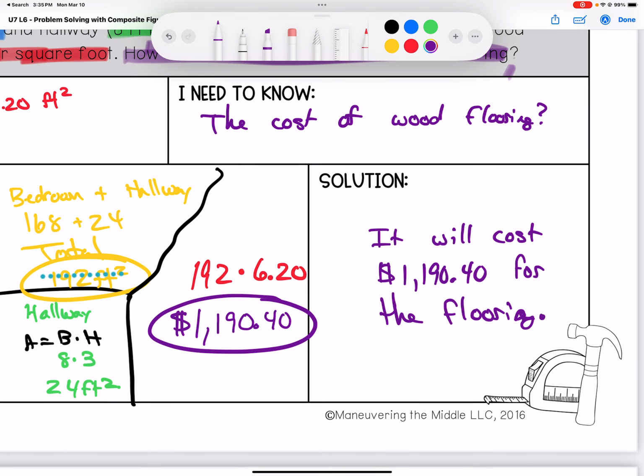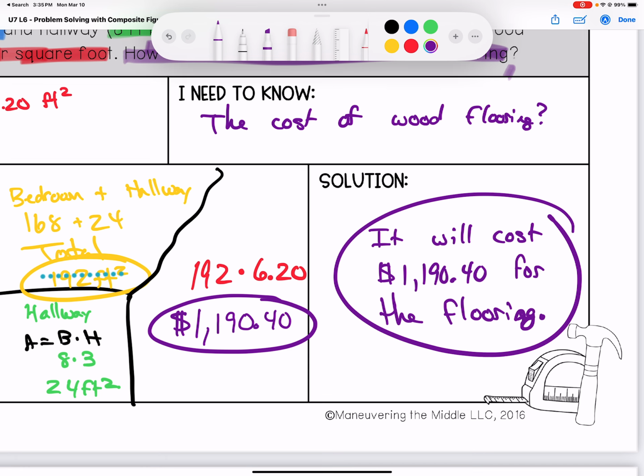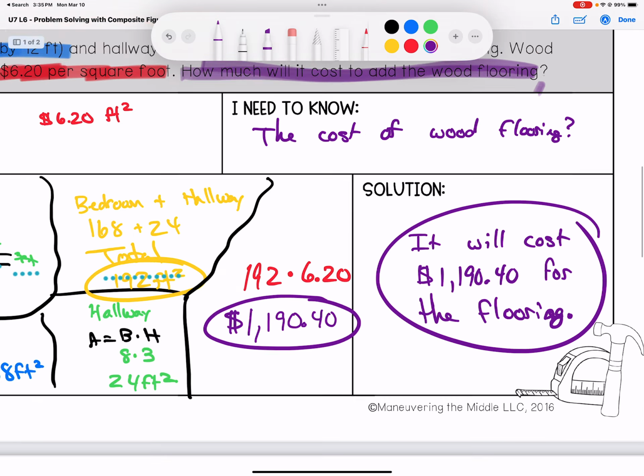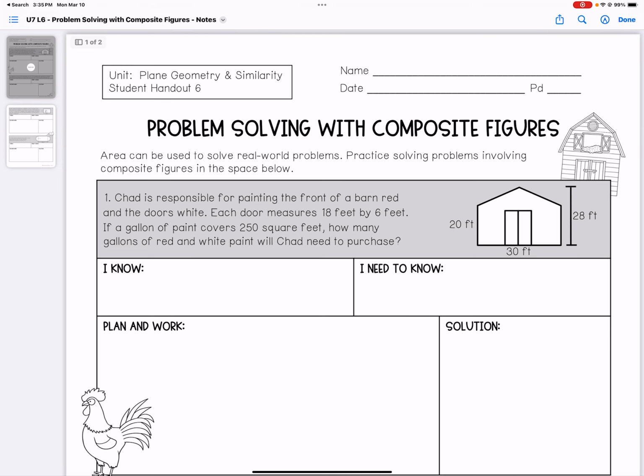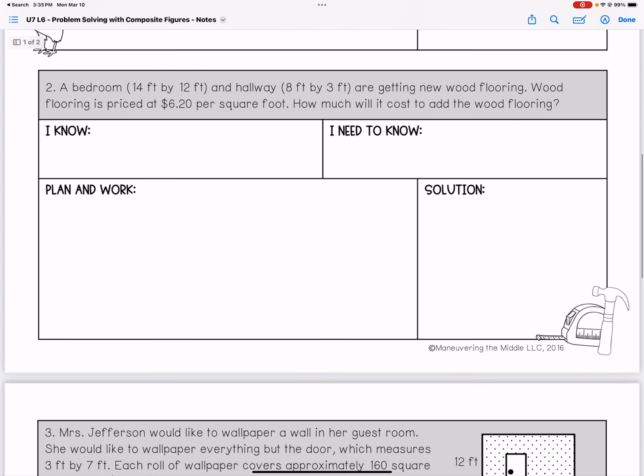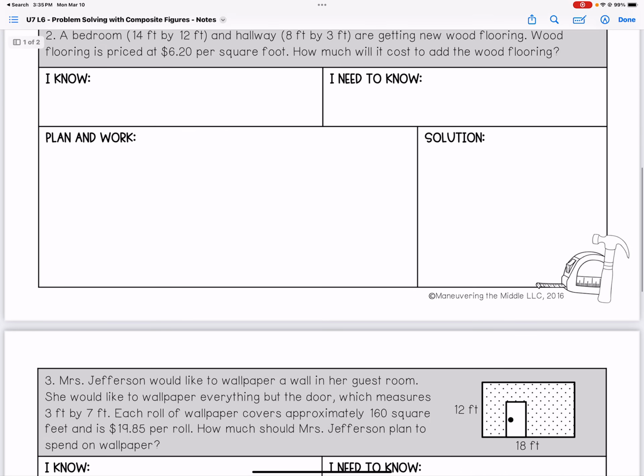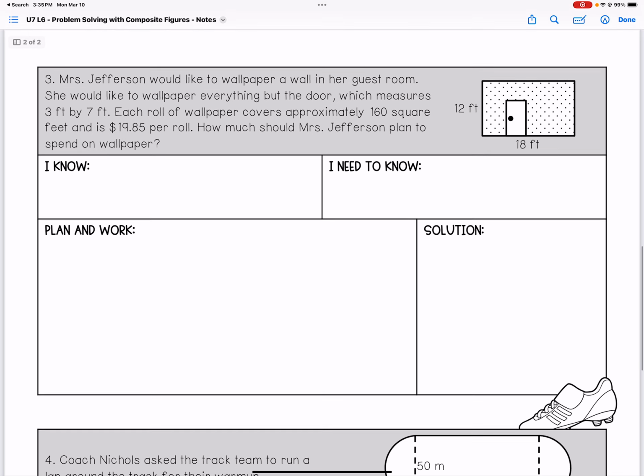One day you're going to have to buy flooring for your house, so that is something you actually will do. Okay, I'm going to zoom out and get the whole thing so you can copy what you need. Never mind. Check that. All right, to the back page.